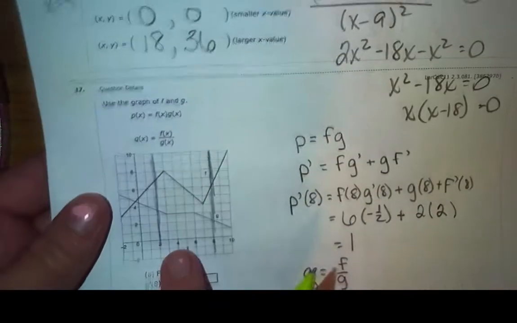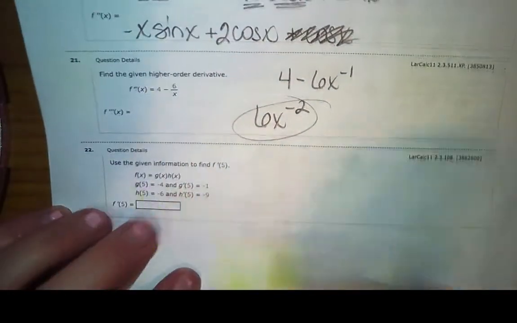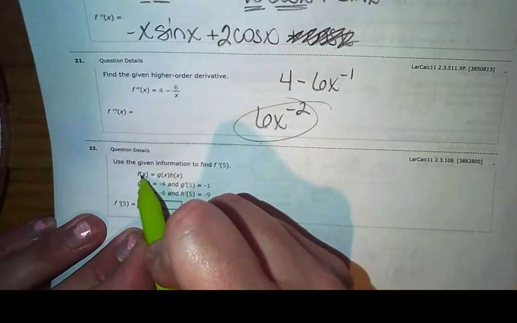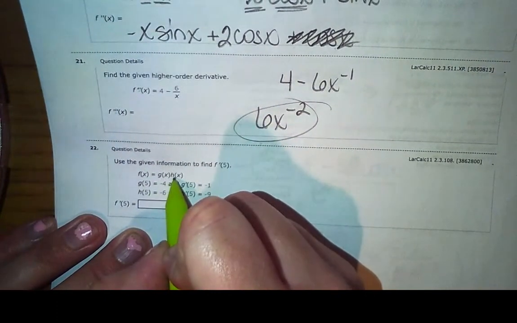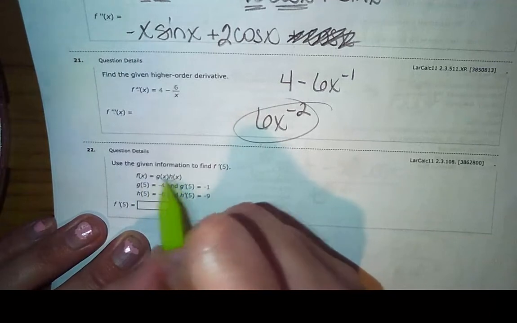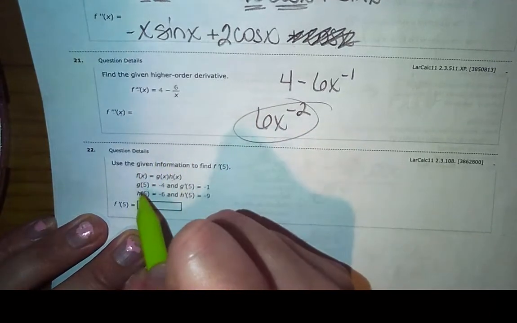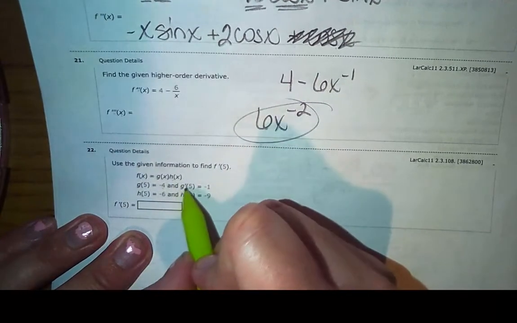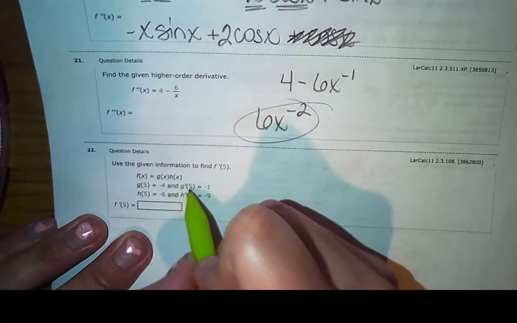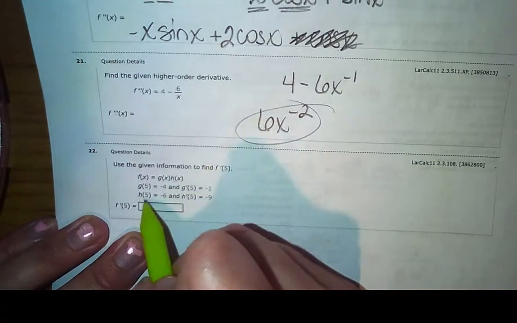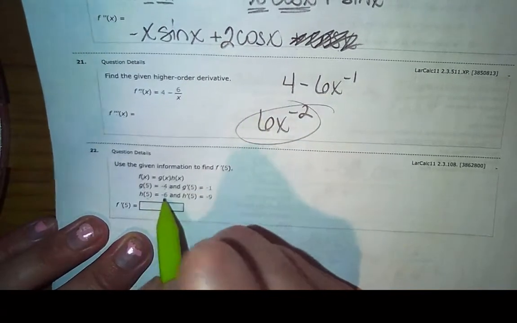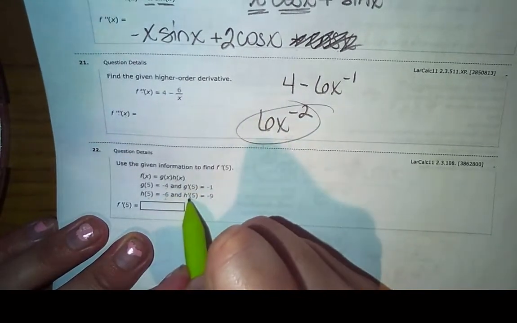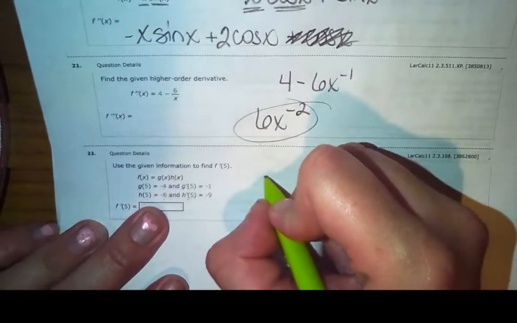this graph a while ago. It's just that they pulled the information for us already. So I am told that f of x equals g of x times h of x. So I'm told that f is a product. Okay? I'm told that g of 5, which is a value, is negative 4. The derivative of g at 5 is negative 1. And then the value of h of 5 is negative 6, and the derivative of h at 5 is negative 9. So I'm just going to clean it up a little bit.